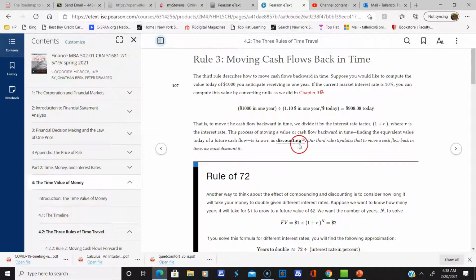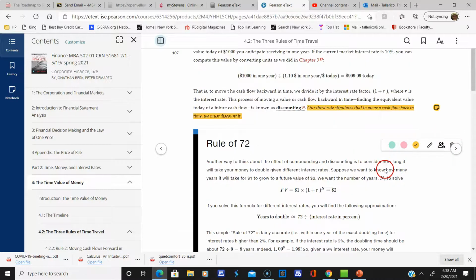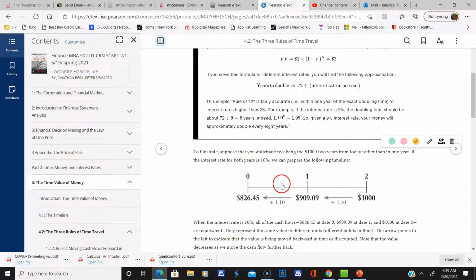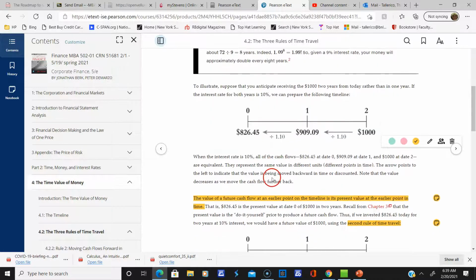All right, so Rule 3, and here's Rule 3 now. And what does that stipulate? That to move a cash flow back in time, we must discount it. Okay? We must discount it. All right, and here's what I was just talking about, the Rule of 72. So please go over this and understand what they're saying here. Any combination of two numbers that come out to 72 approximately doubles your money. Okay? So I just want to make that clear.